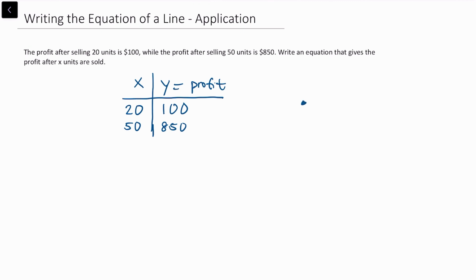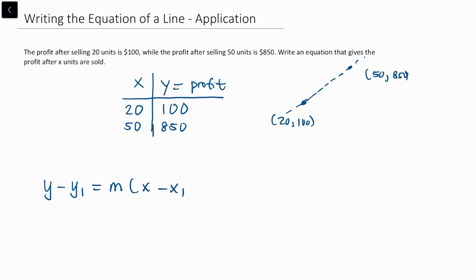I'm just going to pretend like there's a grid here. We have the point 20, 100, and we have the point 50, 850. And we want to write the equation of the line that connects those 2 points. So remember, when we're writing the equation of a line, we use the point slope form when we're not given the y-intercept. So this is just to remind us that we're going to need this equation right here. Y minus y1 equals m times x minus x1. So that's going to be where we actually do the work of writing the equation of the line.